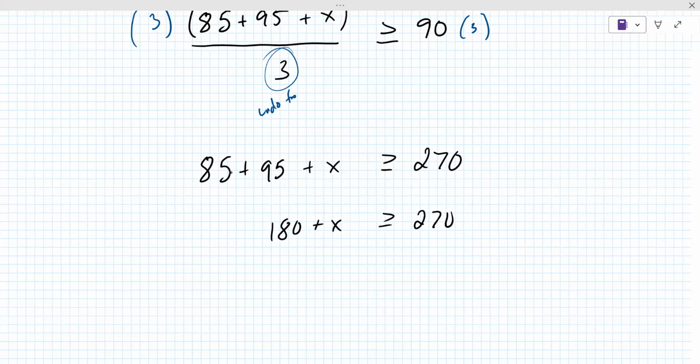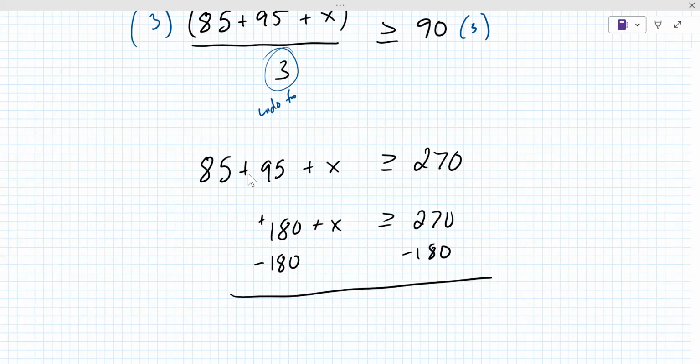And then what's the last thing to do here to solve for X? Take 180 or subtract. Yeah. Because it's currently being added. It's really positive 180. We just don't show it. So X is greater than or equal to 290.